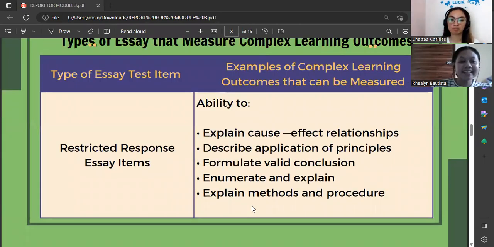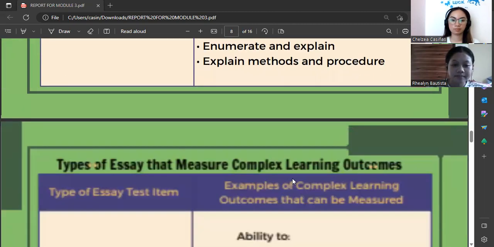In restricted response essay items, the examples of complex learning outcomes that can be measured are the ability to explain cause-effect relationships, describe application of principles, formulate valid conclusions, enumerate and explain methods and procedures. Kung mapapansin natin, di ba, explain, describe, formulate, enumerate, and explain. Next, yes.